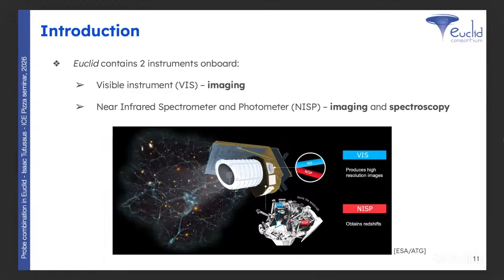Light will enter into the telescope, and once it reaches inside the spacecraft, it will be split between visible and near infrared wavelength. So the visible one will go to VIS, that will take images, and this basically produces very high resolution images. And the near infrared one will go to NISP, that can produce both photometric and spectroscopic measurements. So we will use this instrument to determine the redshift of a lot of objects.